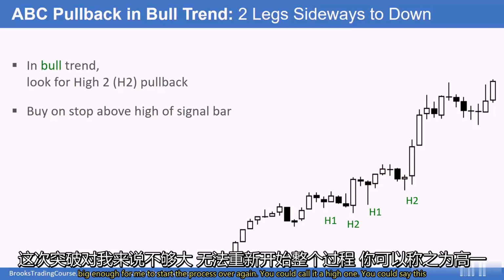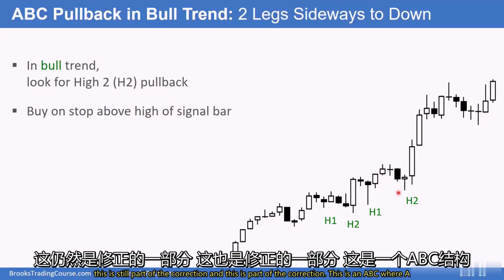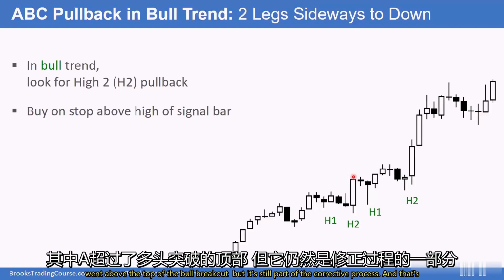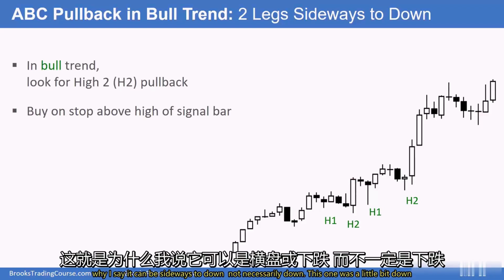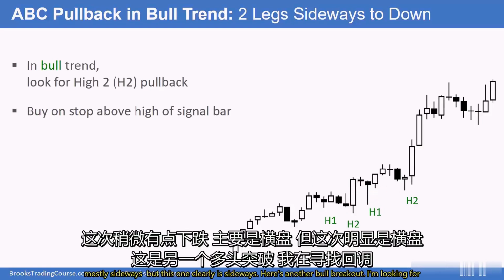You could call it a high one. You could say this is a breakout and a pullback. Or you could say, well, maybe the market corrected down and maybe this is still part of the correction. This is an A, B, C, where A went above the top of the bull breakout, but it's still part of the corrective process. And that's why I say it can be sideways to down, not necessarily down. This one was a little bit down, mostly sideways, but this one clearly is sideways.